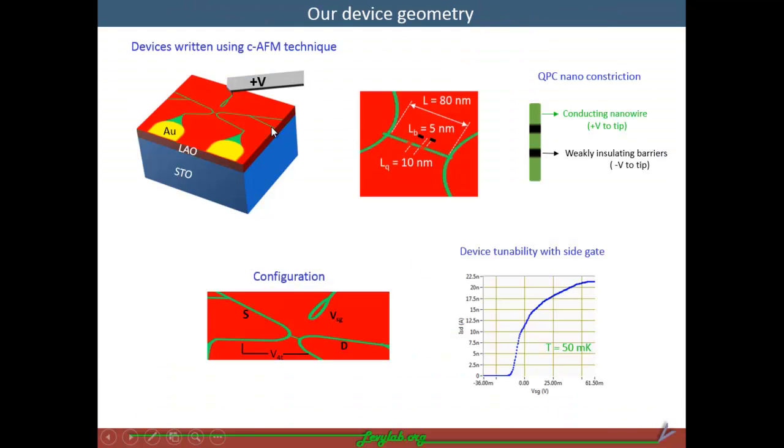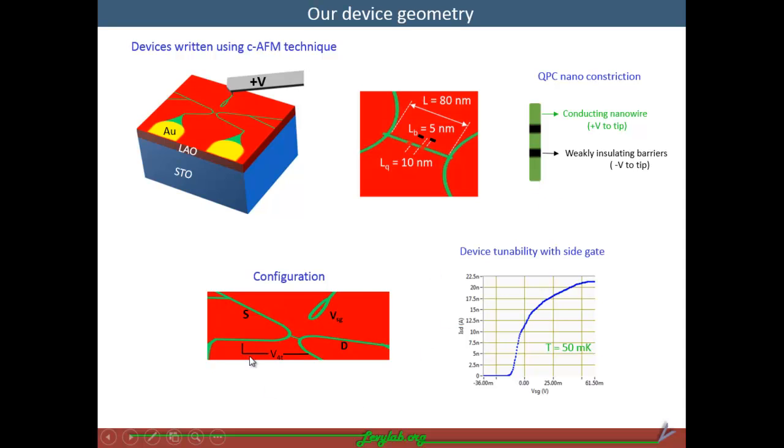So our device geometry for this quantum point contact device is shown here. Basically, we first write the connecting electrodes by applying a positive voltage to the tip, and this is actually our active device, where it consists of a conducting nanowire written first. On top of it, we have two weakly insulating barriers which are created by negative voltage to the tip, and this constriction, as shown in the picture, works well as a quantum point contact in this study.